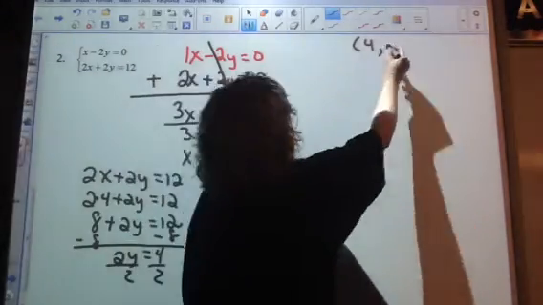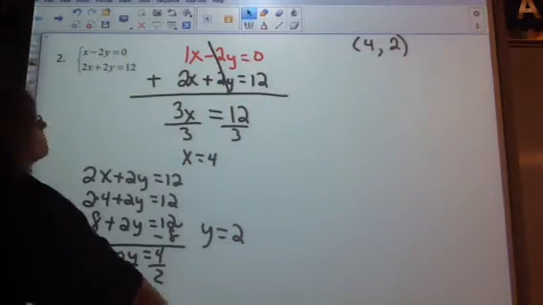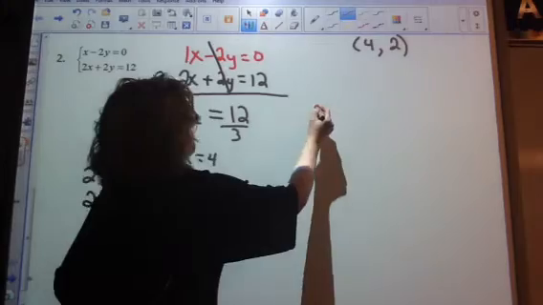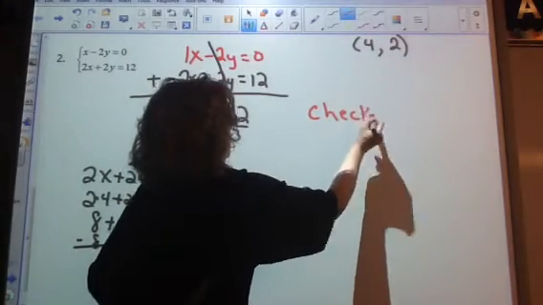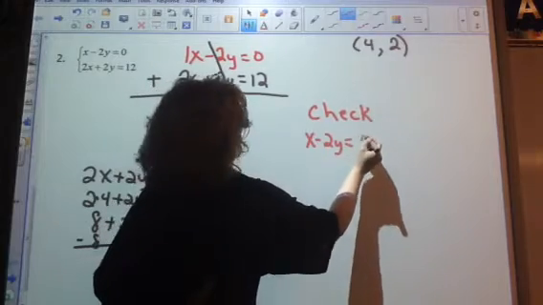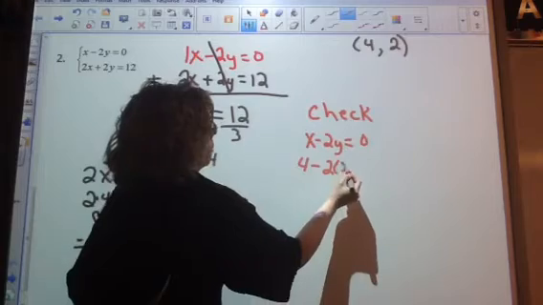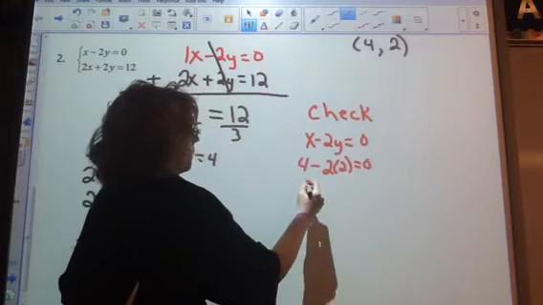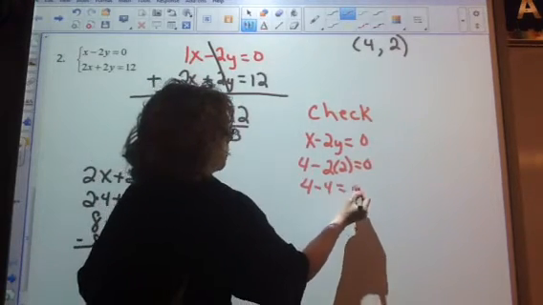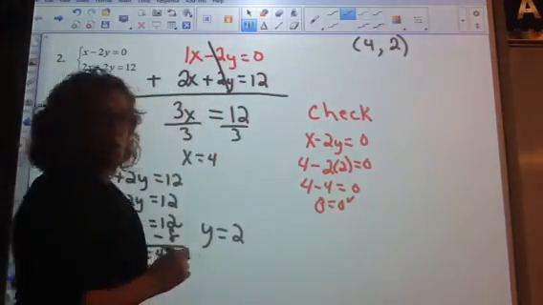So I get my y coordinate as 2. Okay, now let's check and make sure. So I'm going to substitute 4 in for x and 2 in for y. Simplify both sides. My right side is already simplified. And when I simplify both sides, I get a true statement.